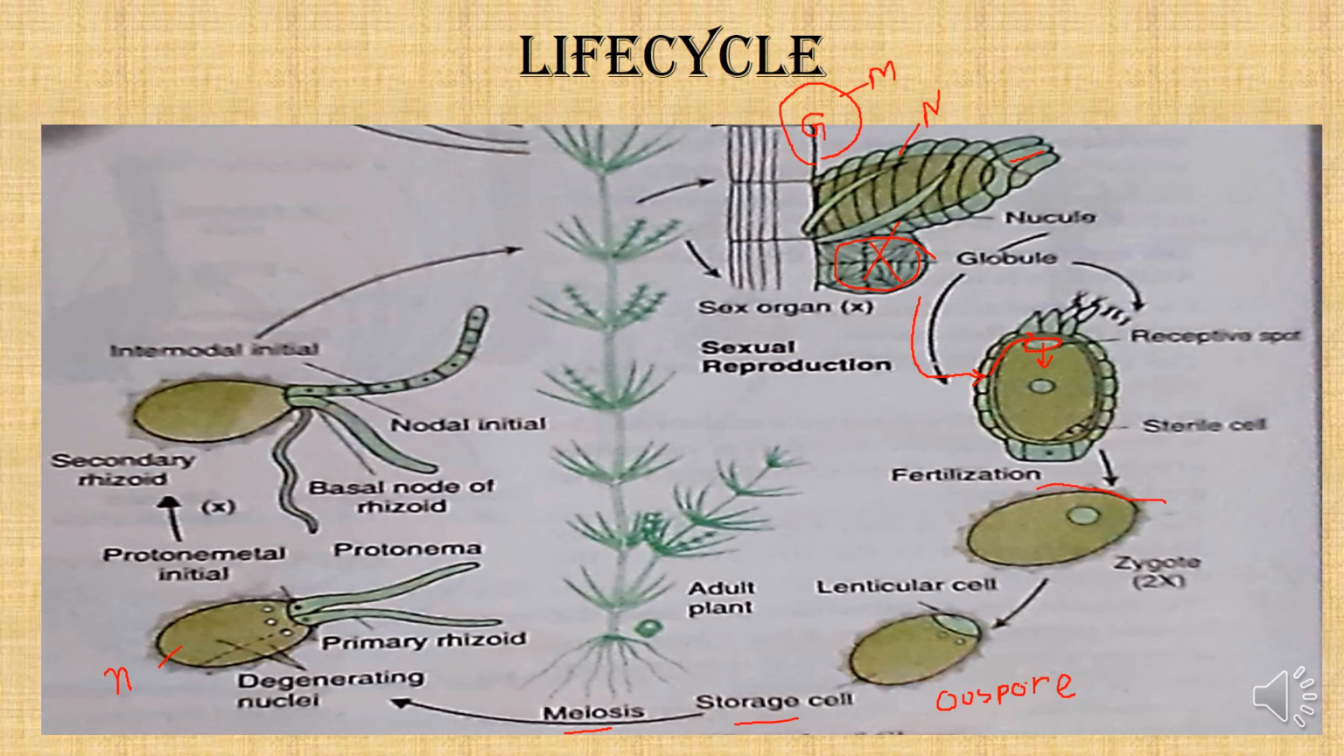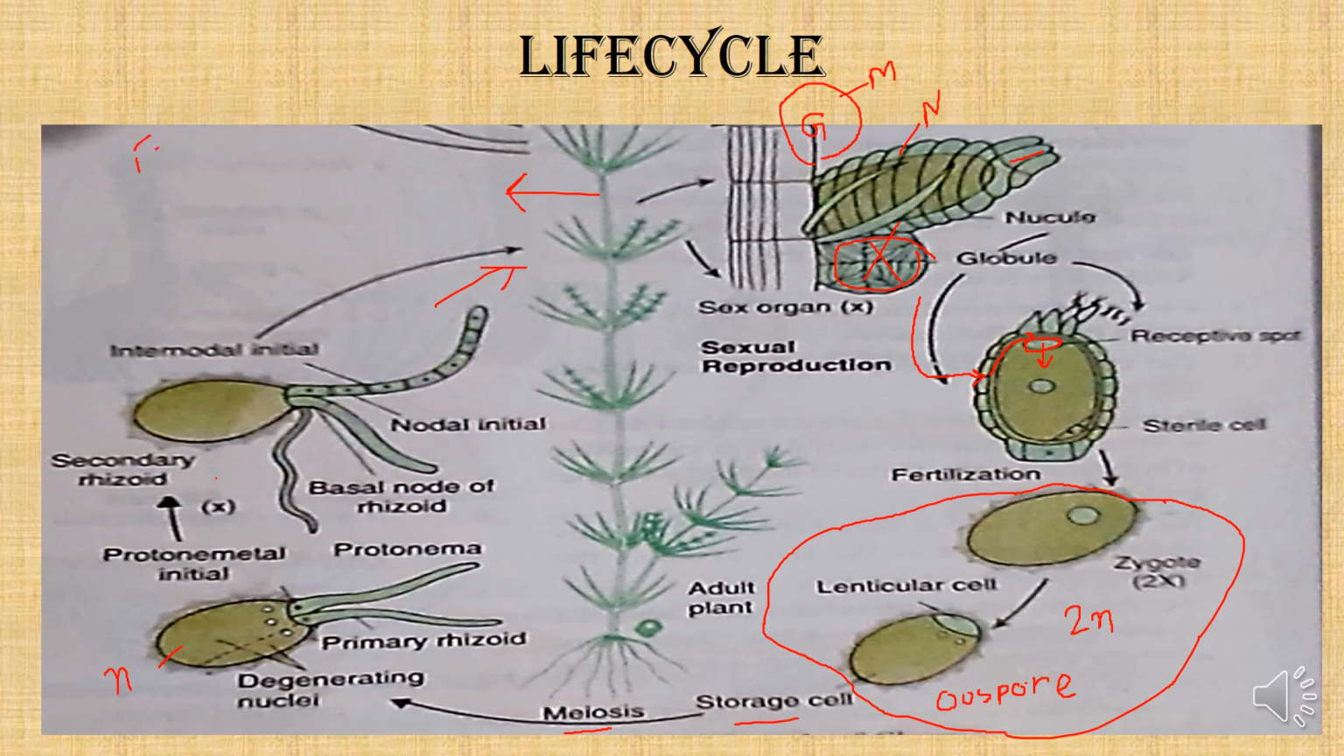This becomes again haploid. So in the entire life cycle of Nitella, after fertilization, the zygote and the oospore are the only diploid portion in the life cycle of the Nitella. So after meiosis, this germinating protonema and the rhizoid ultimately form the entire Nitella plant. So this is how the life cycle occurs, and this is about the sexual.